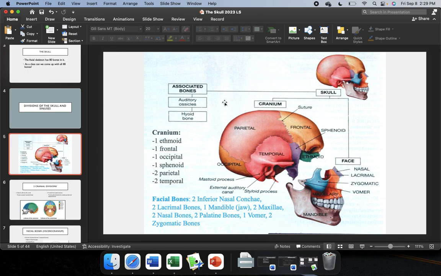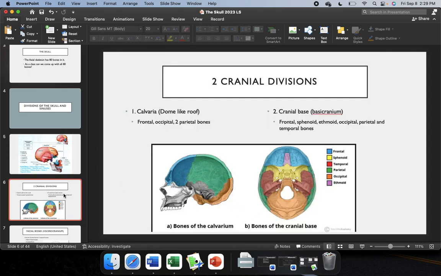The cranium can be further subdivided into cranial divisions. The first being a calvaria, or the roof, and then the cranial base. The thing that I want you to notice right away is that the cranial base is made up of portions of all of the cranium bones.